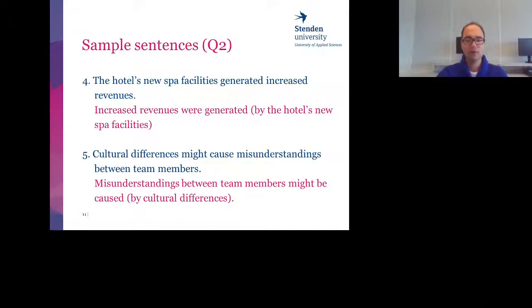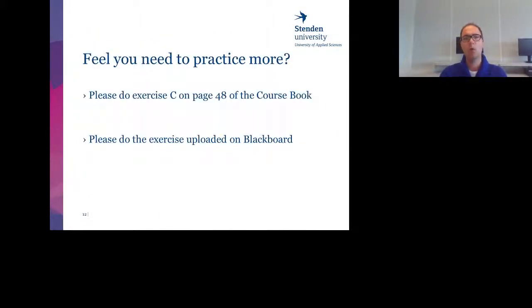So I can imagine that 5 examples may not be enough and you need some extra practice. Well, for that, you can turn to exercise C on page 48 of the course book, and you can turn to the passive voice exercise, which has been made available to you on Blackboard. So these are 10 sentences following the format, and maybe while listening to this lecture once again, and then after you've completed the 10 sentences in a separate file, you can find the answers and try to determine where you went wrong or whether you were successful.